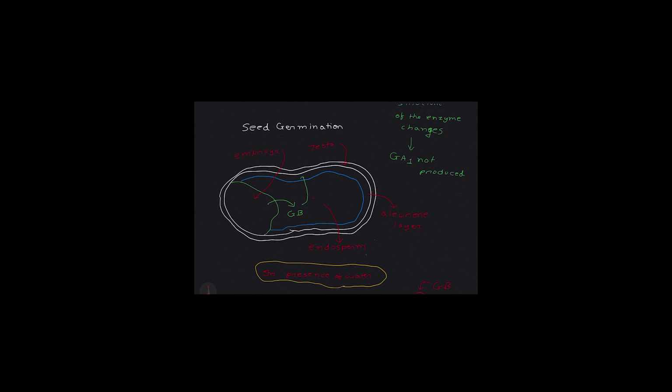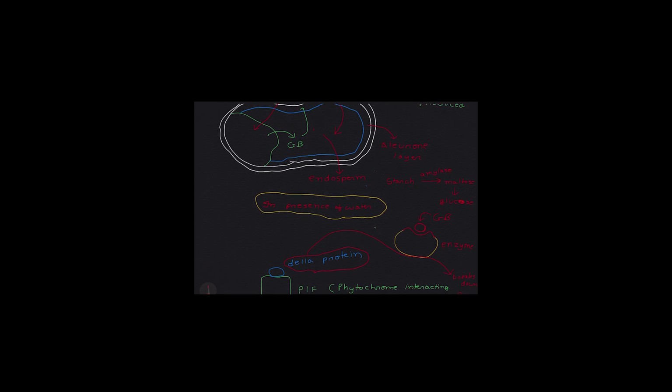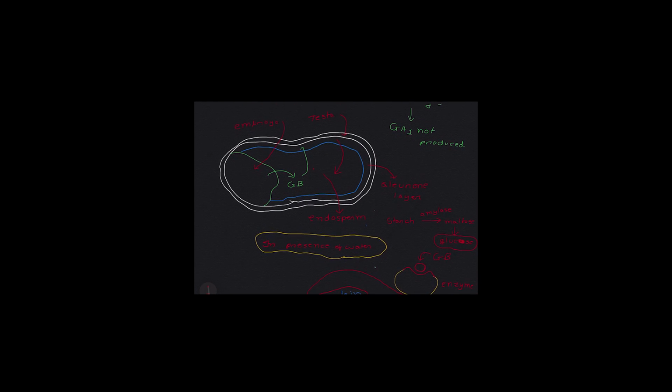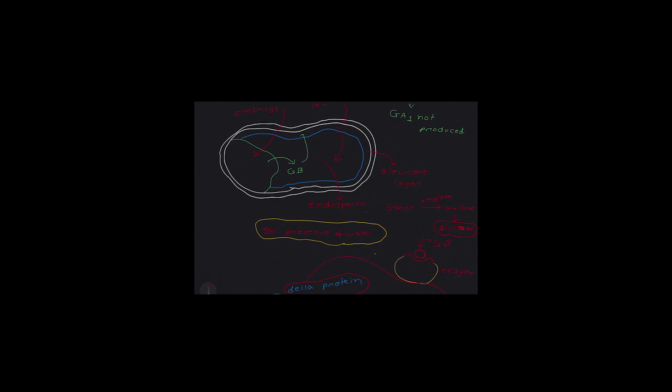Now once the amylase is produced, this amylase diffuses out of the aleurone layer and into the endosperm. Here, starch is broken down to maltose with the help of amylase. This maltose will in turn be broken down to glucose, which will be used in respiration. And that's how the seed obtains energy to germinate. This glucose can also be converted to proteins and other nutrients which the seed might need to germinate.